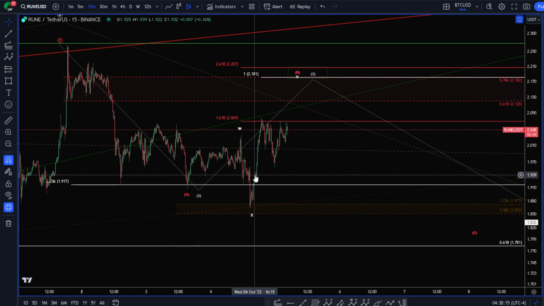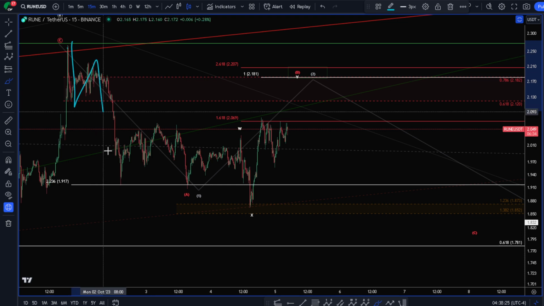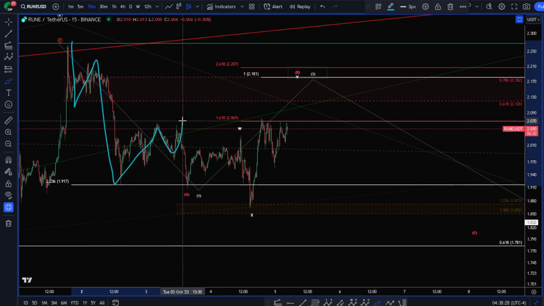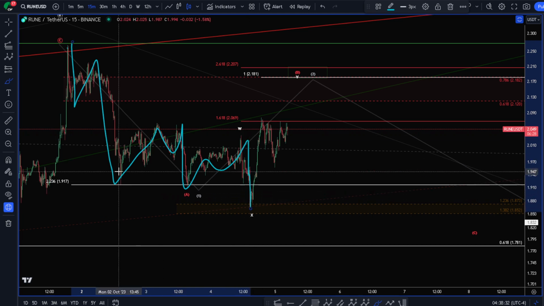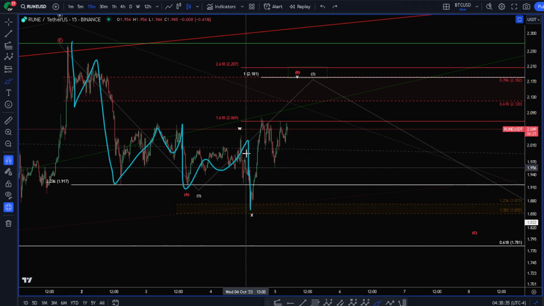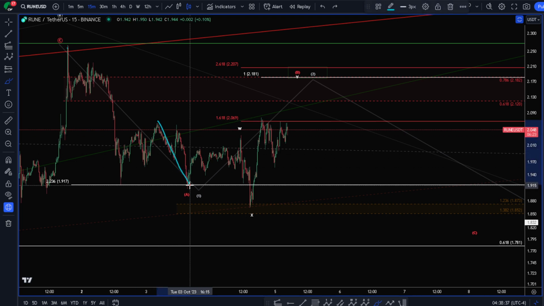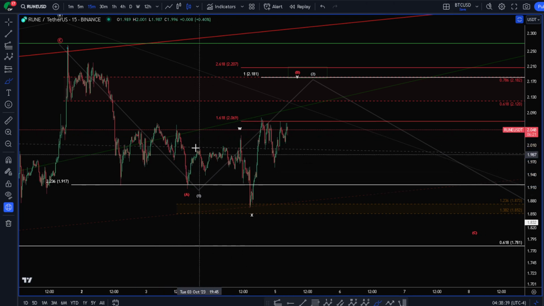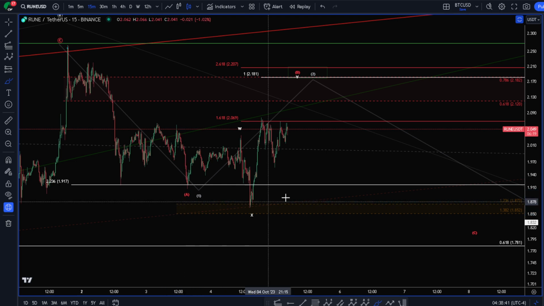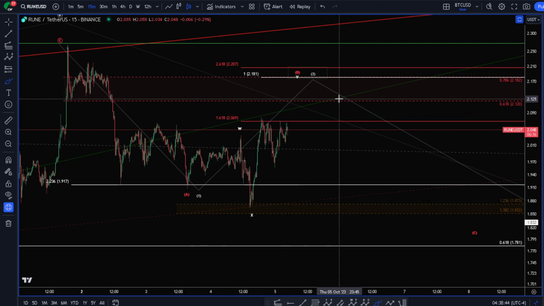Now I did look at this as the possibility, in case you saw this, but it doesn't work: ABC 1, come up, ABC 2, 3, ABC 4, 5 is a leading diagonal. It doesn't work because I pulled the fibs here, and the third wave, which would be this one, would be the smallest wave, so it doesn't work as a leading diagonal. This is the best way I can count it as a 1-2.